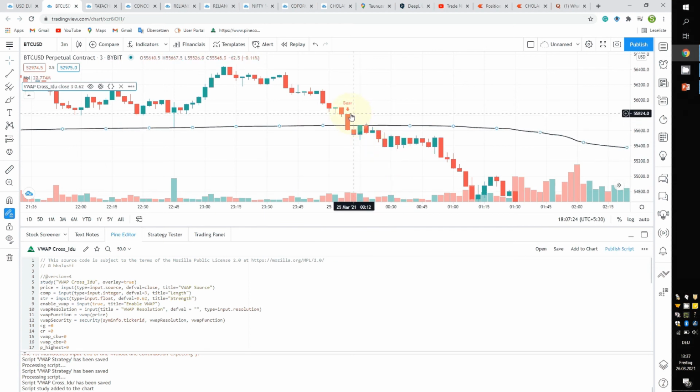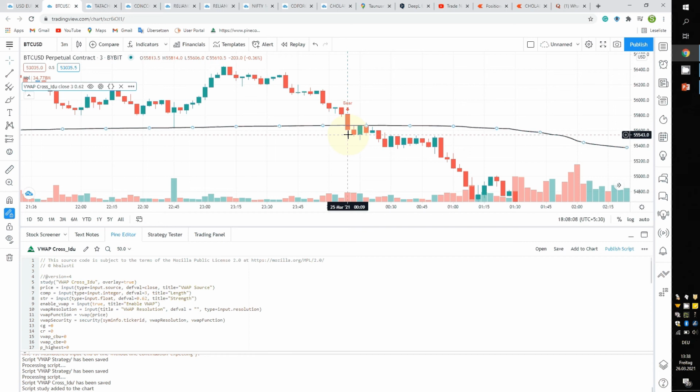So the first scenario is that it has to cross the VWAP line, and the strength of the candle has to be greater than, in this case, 0.6. And if it crosses the VWAP line from top to bottom, it has to have a red color, or you can say the closing price is lower than the opening price. And one more thing, the previous candle's close and open should be above the VWAP line. So this is what we are going to implement in our indicator.